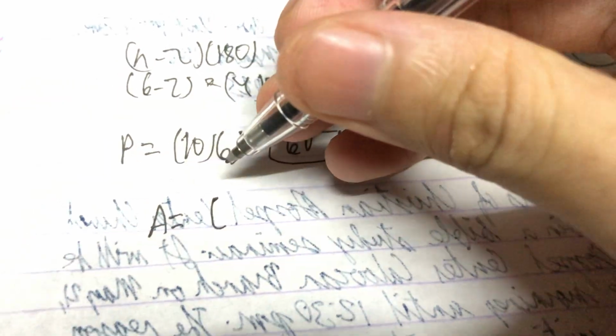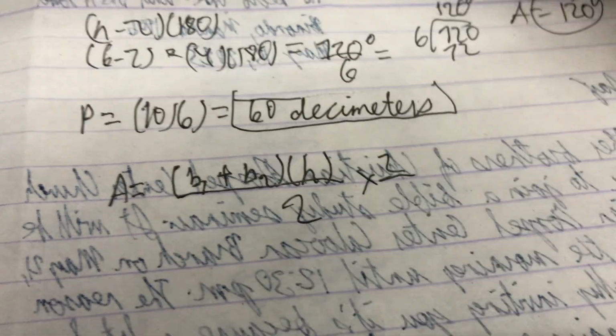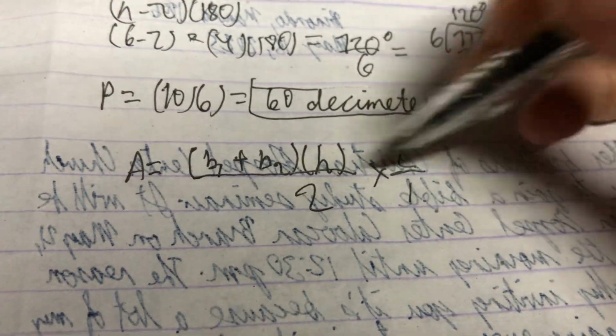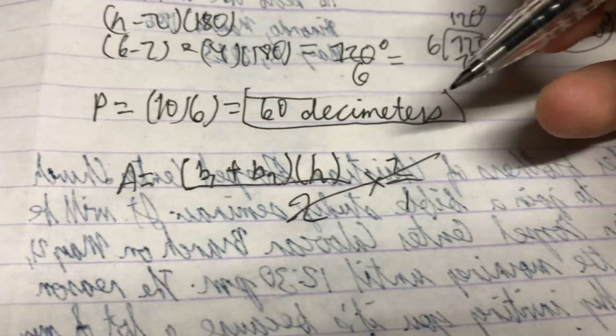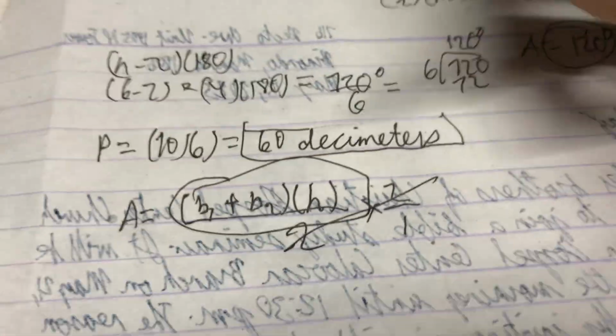The area of a trapezoid: the short base, B1, plus B2, then times height, divided by 2. But since there are two congruent trapezoids, we multiply by 2. However, that 2, we will cancel. So what only leaves is this one: B1 plus B2 times the height.